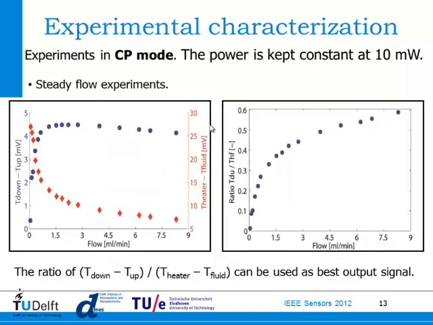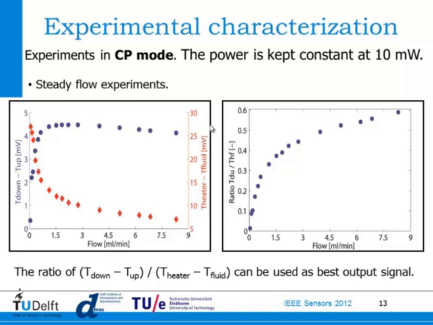So let's go on with the results. These first experiments were done in constant power mode. We kept the constant power at 10 milliwatts, and this is done with steady flow experiments. The red curve here is the T heater, T fluid output voltage, and you see that it is decreasing, as I said before, to very low values at high flows. This is not something that you want.